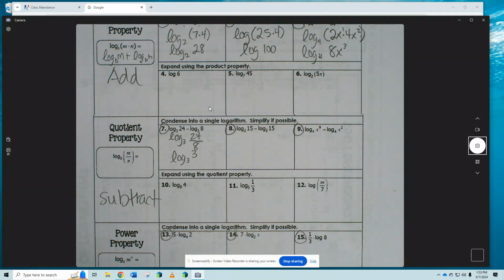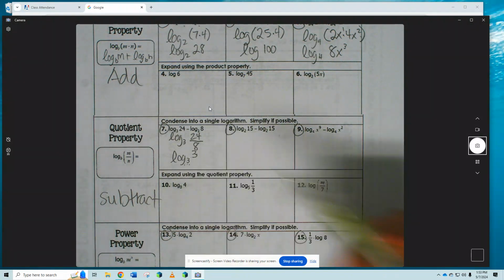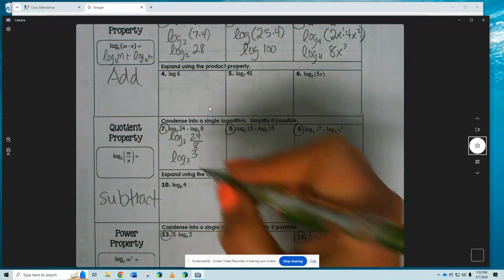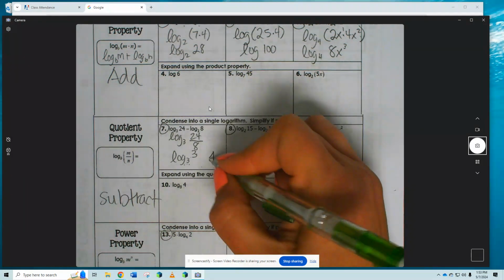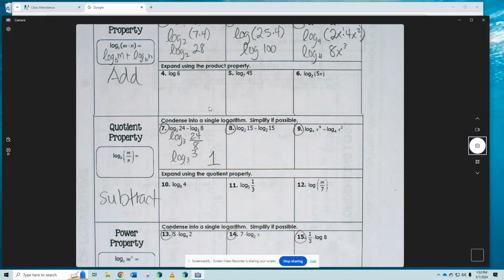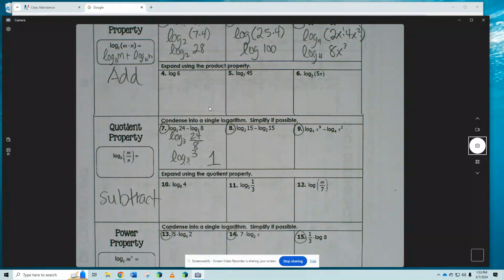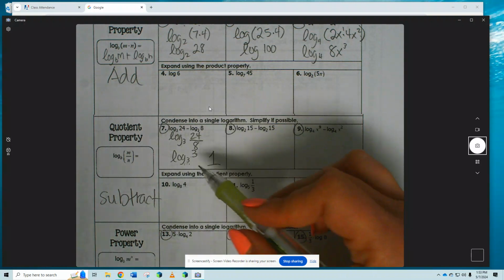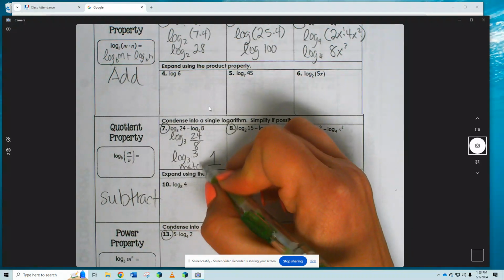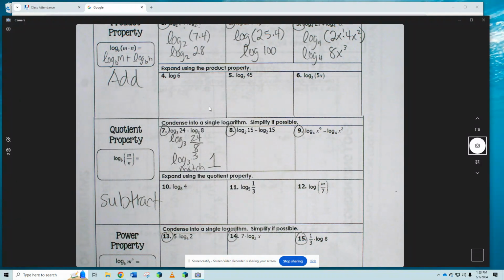Okay, match, match. What happens when I match, match? 1. Just a 1, guys. I'm not even going to write the word log anymore. Because these match, so it becomes a 1. I don't have to write log anymore.